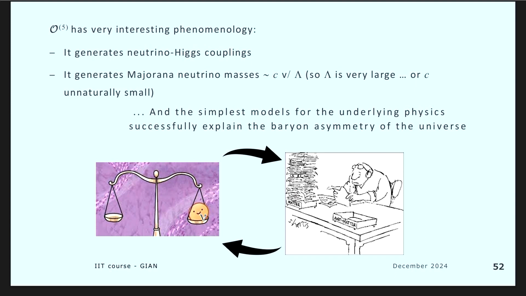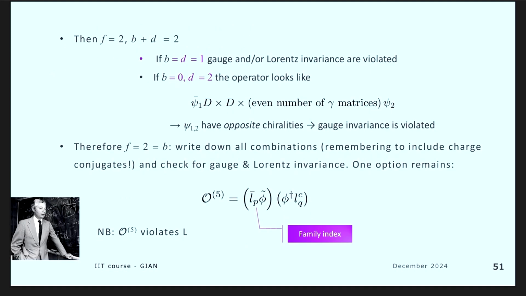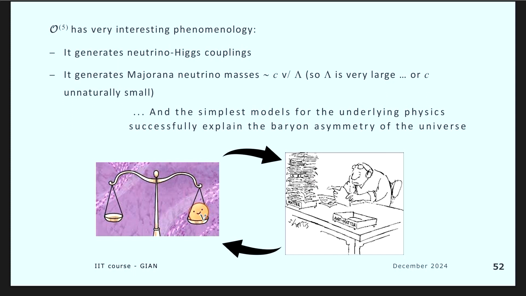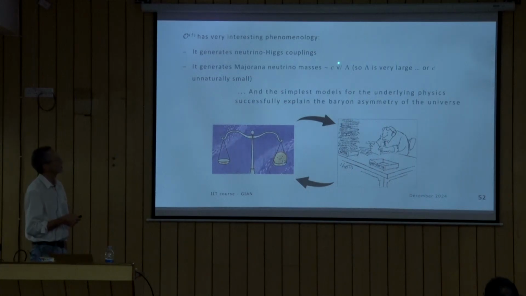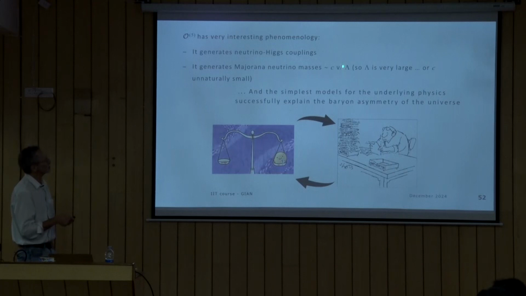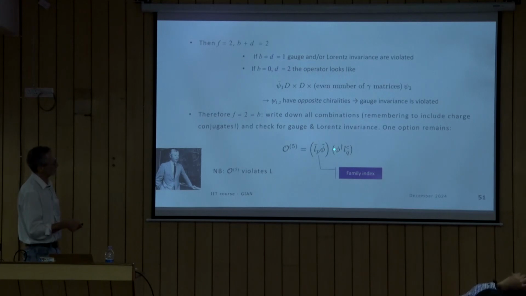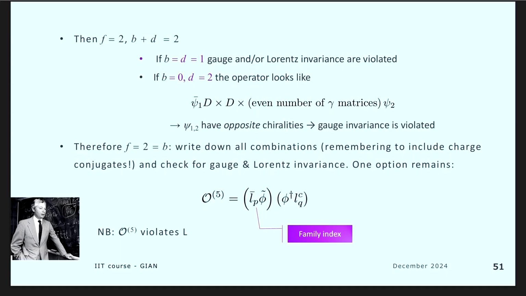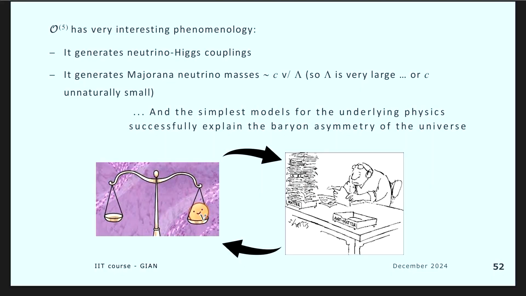If you look at the models that generate this at tree level, then the Majorana mass that's produced is of this order, C V squared over lambda. V is the standard model vacuum expectation value. It has to have units of mass, so it's a constant times V squared over lambda. 1 V from this guy, 1 V from that guy, 1 over lambda because it's a dimension 5 operator, and a coefficient.